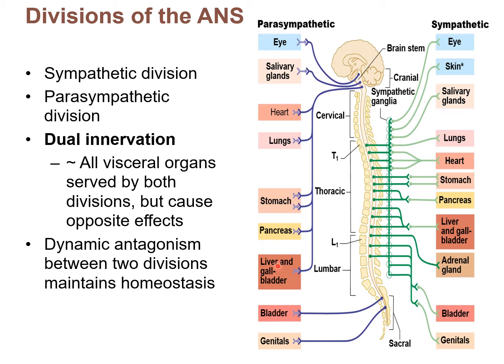You can see all the organs listed here are the same organs listed here, more or less, meaning that all organs have sympathetic control and parasympathetic control, and they will have opposite effects on that organ. And that's what we mean by dual innervation and dynamic antagonism, meaning opposite effects depending on which division of the ANS is in force.